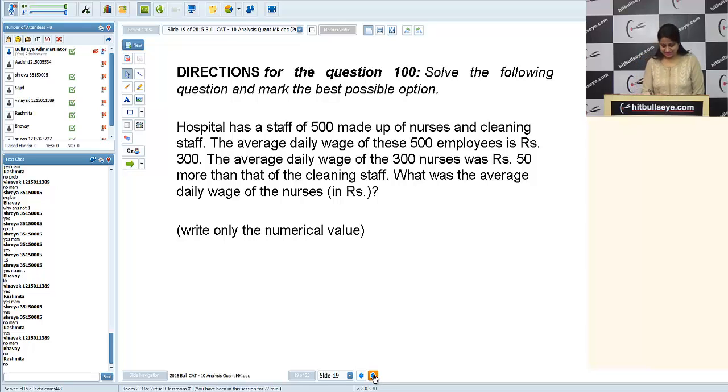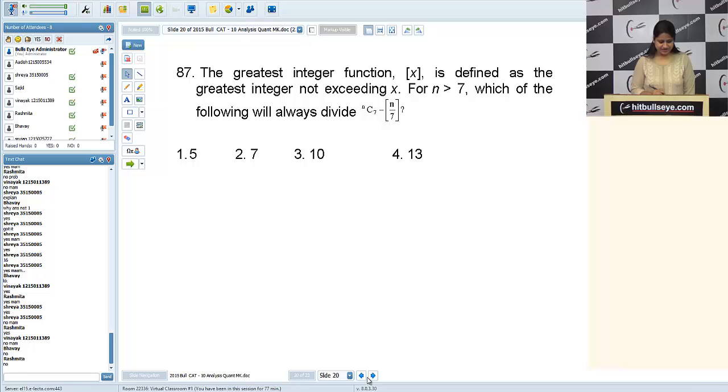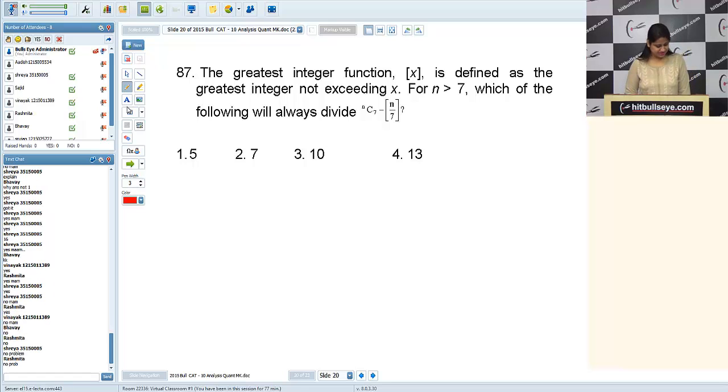Okay, guys, that was it. 87th we are left. I think we are left with 3 more questions. Okay, 87th. Any problem in this? Again, by value putting will go. I'm waiting for your response, all of you. Rashmita is typing something. Okay, you have no problem. Okay, let us move then.